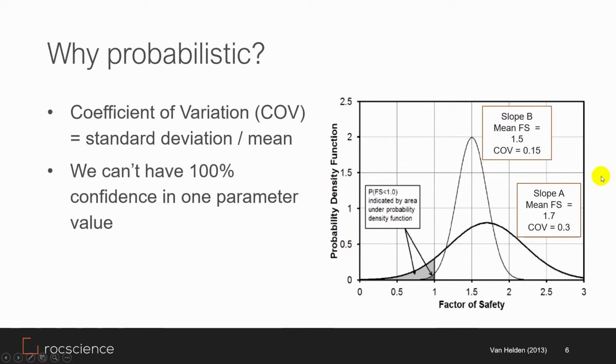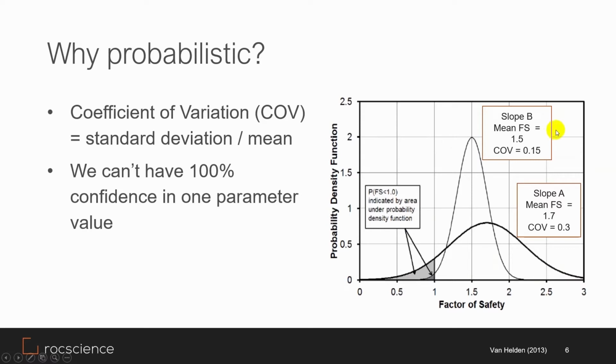Okay, but why should we bother with a probabilistic analysis? The short answer is that we can't say we're 100% confident in our single cohesion value, and so 100% confident in our single factor of safety value. In this plot on the right, we have the factor of safety distributions for two slopes, slope A and slope B. Slope A has a mean factor of safety of 1.7, whereas slope B has a mean factor of safety of 1.5. So if we were to look at just deterministic factor of safety, we would say slope A is safer than slope B. However, the coefficient of variation, which is defined as the standard deviation, or the spread of the data, divided by the mean, is larger for slope A. You can see here it's more spread out.